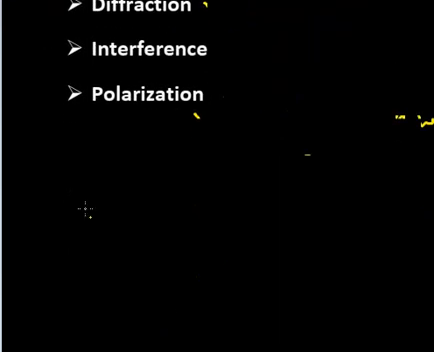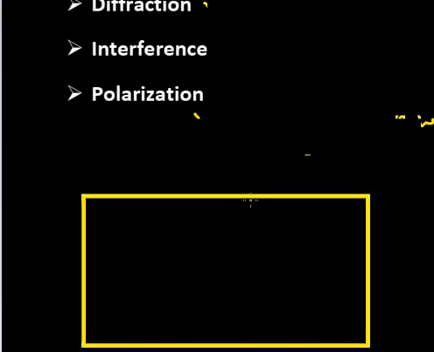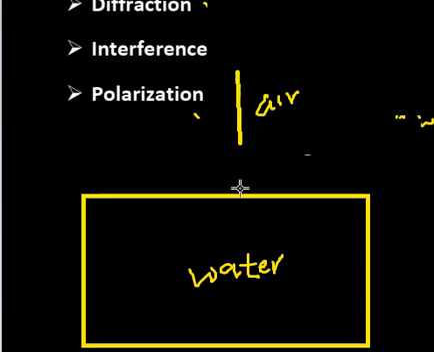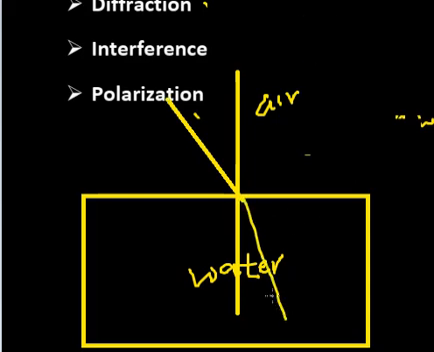Let's say I have two mediums. One medium is air. Let's say inside here is water, then this outside is air. Light is moving in a straight line. As it enters this medium, it bends, it changes direction. So we simply say that this wave has refracted.